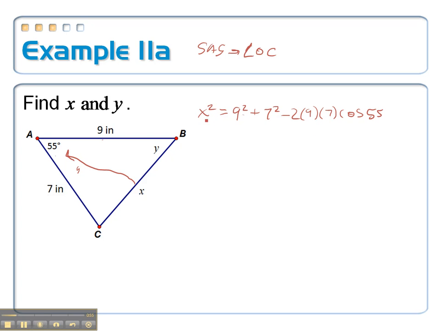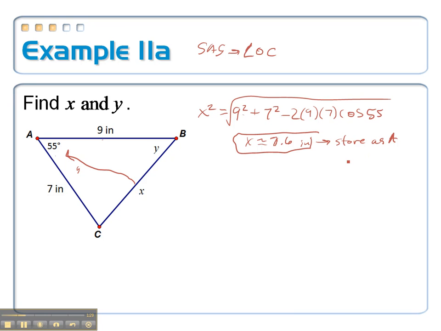We're looking for x. This is very easy. All I have to do is take the square root. When I do, I get x is approximately equal to 7.6 inches. Okay. Again, this is just an approximation. If I'm going to use it in order to find y, I want to store that in the calculator. Store it as whatever you want. How about we store it as a?